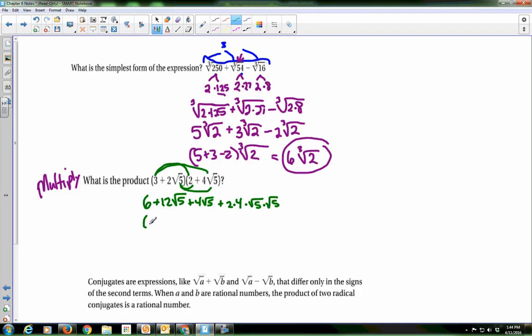So here we got 6. 12 root 5 plus 4 root 5 is 16 root 5s. And then I got 2 times 4. And then square root of 5 times square root of 5 is the square root of 5 times 5.